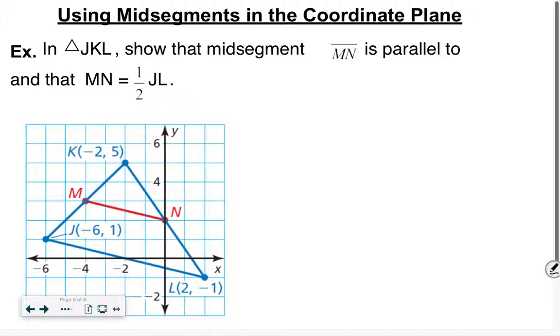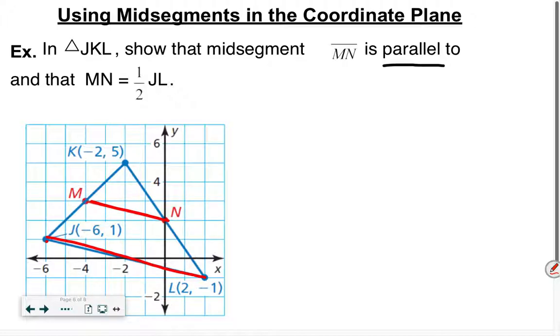It says, in triangle JKL, show that midsegment MN is parallel to JL and that MN is half as long as JL. So what you are essentially doing here is using slope and distance to prove MN is a midsegment. You're not solving for a distance necessarily, or for a specific answer. You're just using your work to prove MN is a midsegment. So let's start with the first part, parallel. How could I go about proving that MN is parallel to JL?